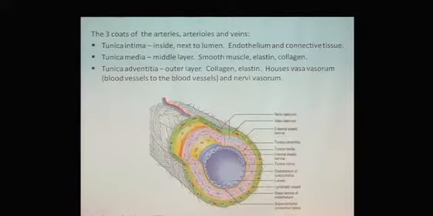Okay. And that layer is largely smooth muscle. It also has elastin and collagen in it, which gives the vessels some resilience. But this is where the smooth muscle resides in arteries, arterioles, and veins. In arteries and arterioles, the muscular wall is much thicker than it is in veins. And it's particularly thick in the arterioles.